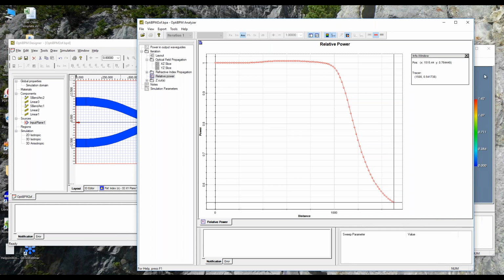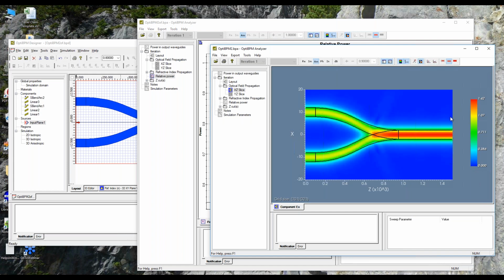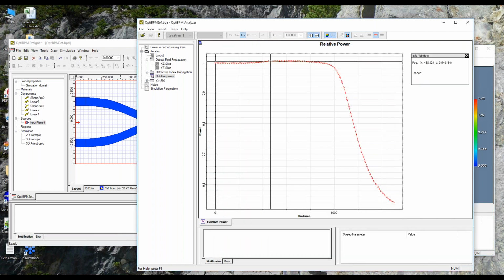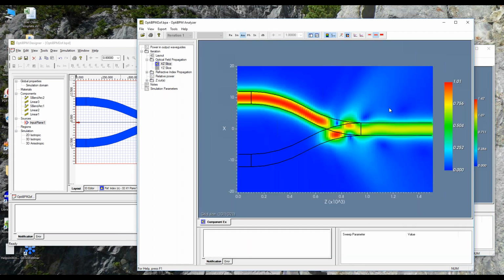At the end of our simulation, there's still a little bit of optical power left outside of the mode. Oops, wrong picture. This picture. There's still a little bit of optical power left outside here.